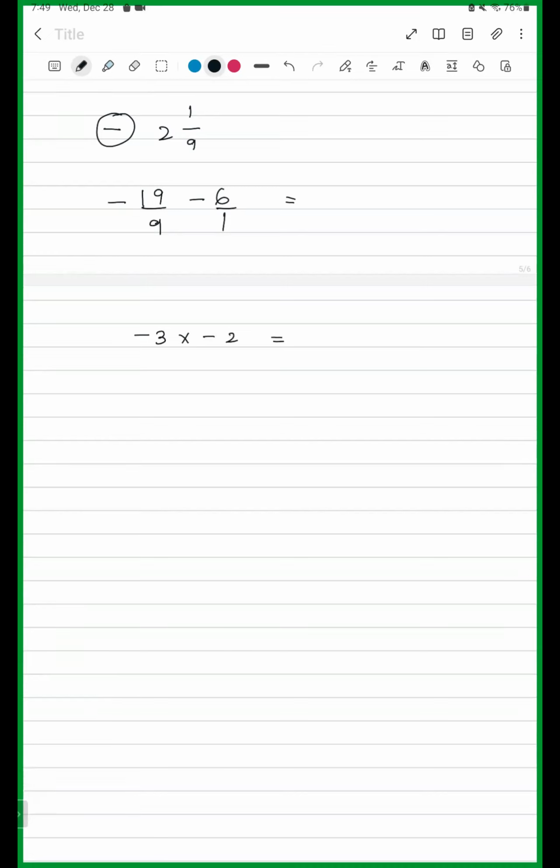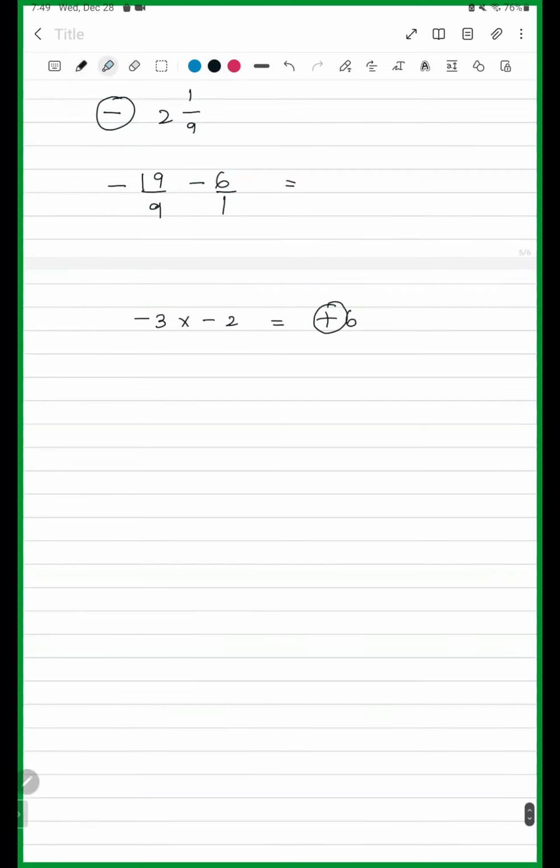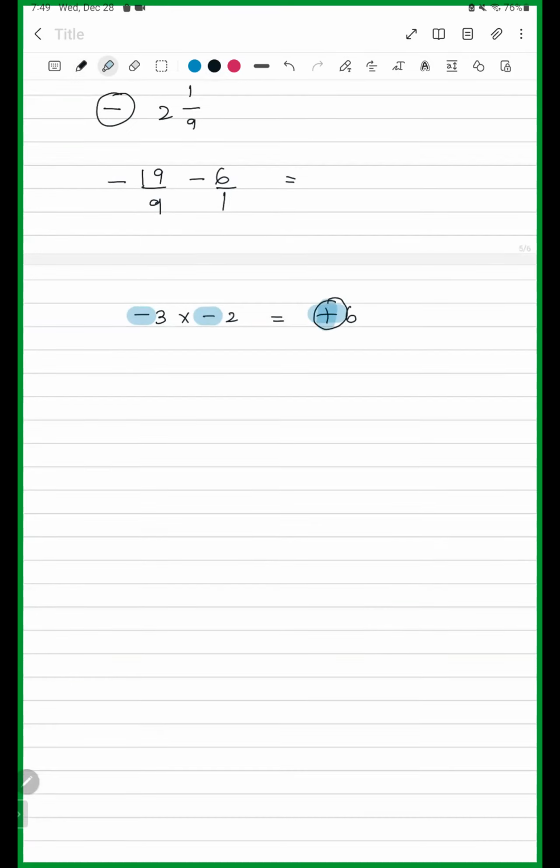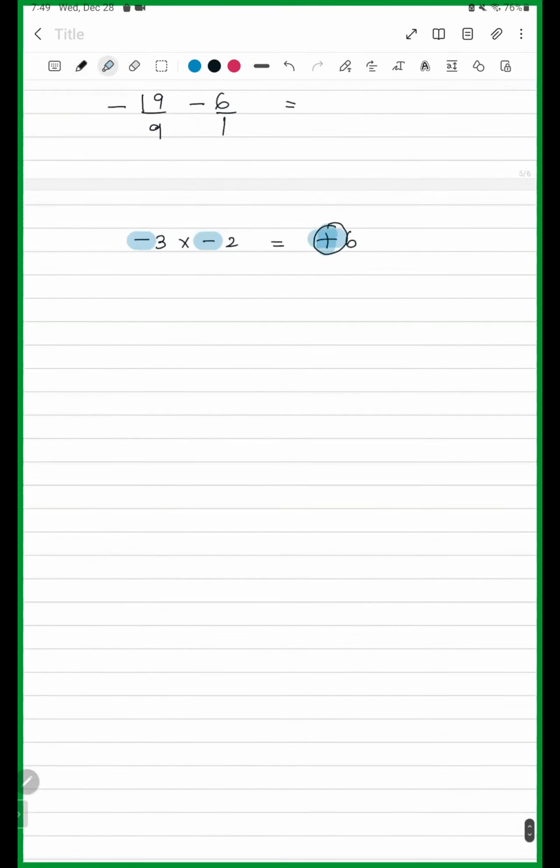Positive 6. Very good. So, from where did this positive come? Because of the two negative signs. Two negative signs are getting multiplied with each other. Yes? So, minus multiplied by another minus, the resultant is positive, right?